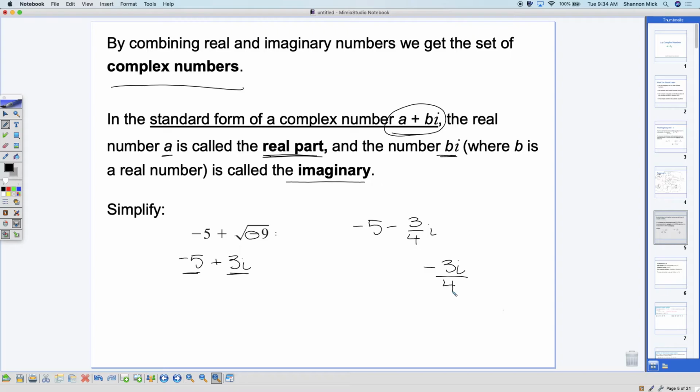Because that does not exist. Because what happens here is I put an imaginary number in a real number. Here I have the real number and the imaginary number. Separate. They have to be separated.